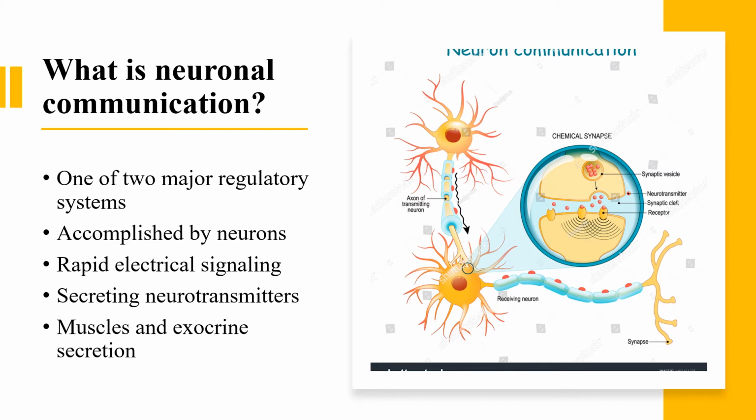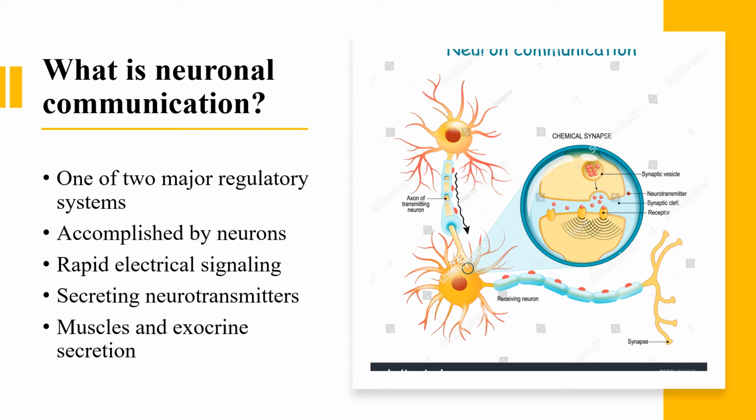Neuronal communication is accomplished by means of nerve cells or neurons, which are specialized for rapid electrical signaling and for secreting transmitters, which are short-distance chemical messengers that act on nearby target organs. The nervous system exerts rapid control over most of the body's muscles and exocrine secretions.